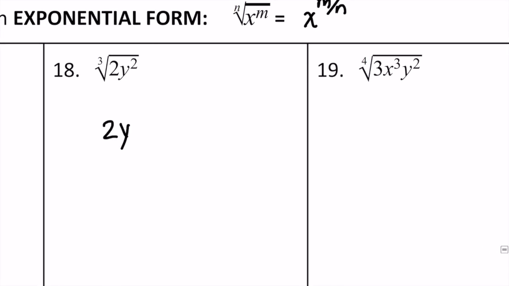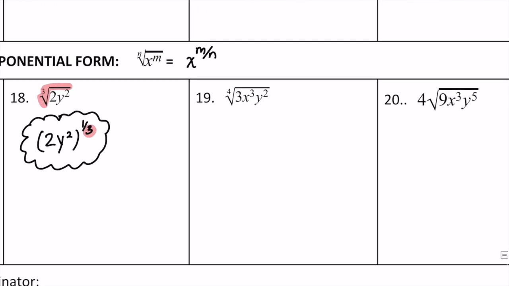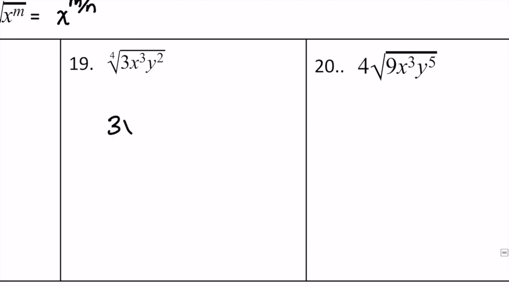For 18, I have the cubed root of 2y squared, so I'm just going to do 2y squared raised to the 1/3 power. So I know I was raising this all to the 1st power and taking the 3rd root. So that 3 in the denominator comes from that root of 3. For 19, I'm going to write what's inside, 3x cubed y squared. And I'm raising that to the 1/4 power. So I saw the 4th root, that becomes the 1/4 power.